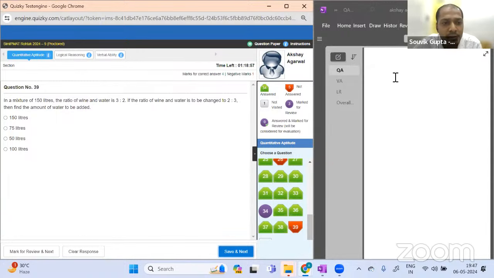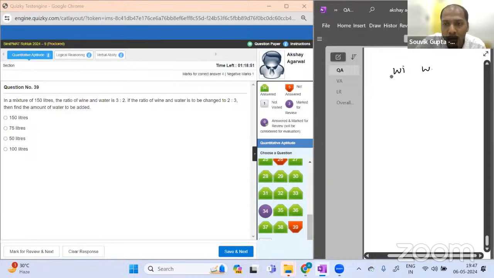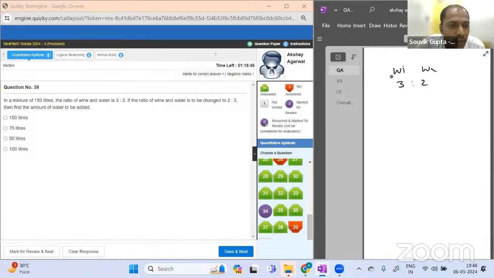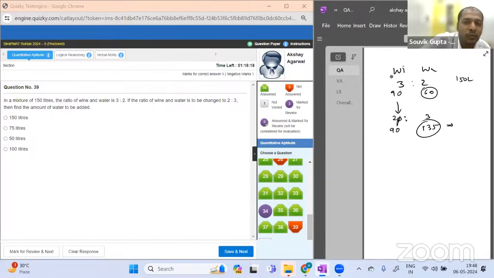In a mixture of 150 liters, the ratio of wine and water is 3:2. If the ratio has to be changed to 2:3, then find the amount of water to be added. This 3 parts was 150 liters, so basically this was 90 and 60. 90 has to become 2 parts of a certain ratio. So 90 liters is 2 parts, therefore 3 parts would be 135, and therefore the 60 has to become 135, so you will have to add 75 liters of water.